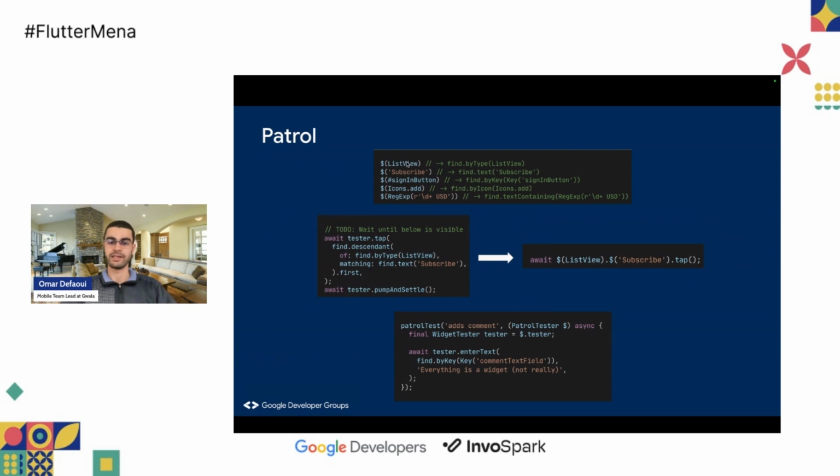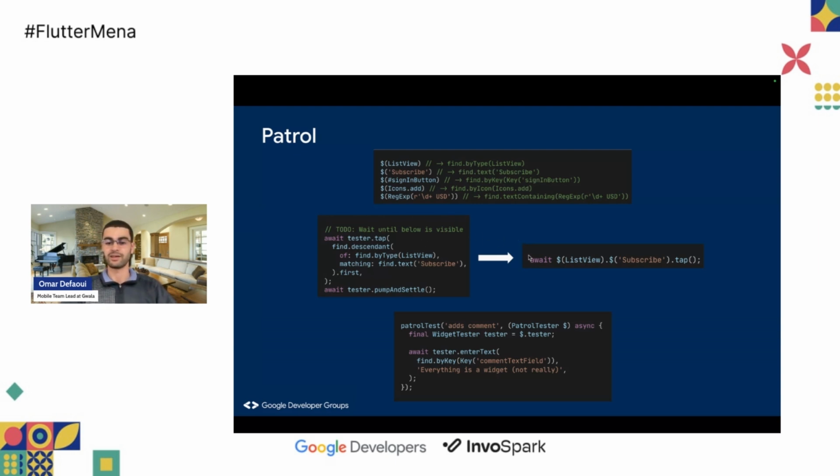And then here are some examples: what is the Patrol syntax and what is the syntax using the default integration testing? So this is the example for the list view. This one is for finding with the subscribe. I think I still have only 2 minutes. Okay.